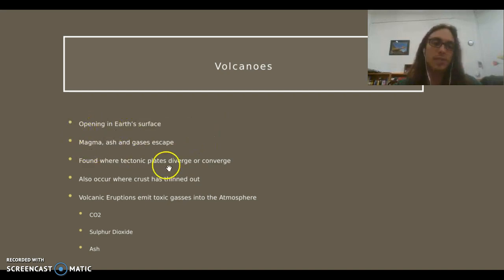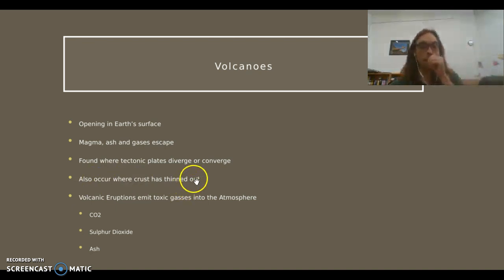So magma, ash, and gases escape from volcanoes. They're found where tectonic plates diverge or converge. And then also we get hot spots where the crust is just thinned out and there's magma coming up through the surface. So that is an example, like the Hawaiian Islands are going to be a hot spot. And so that's just really the crust. The bottom layer of the crust has opened a little bit, it's thinned out, and some magma is coming up through that little hotspot zone.